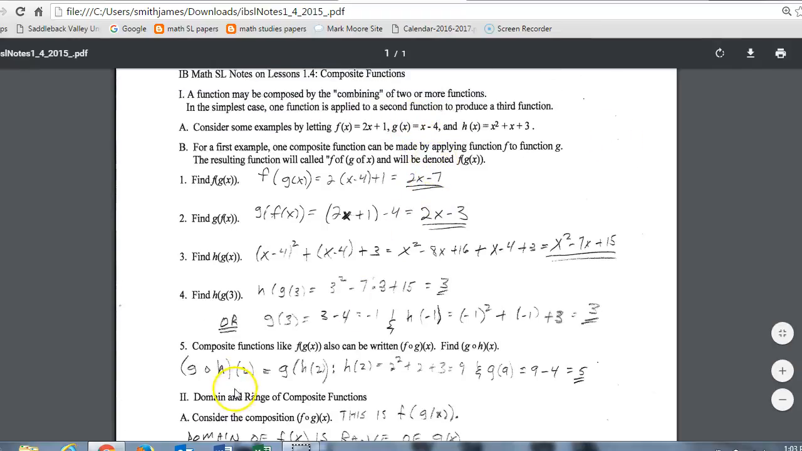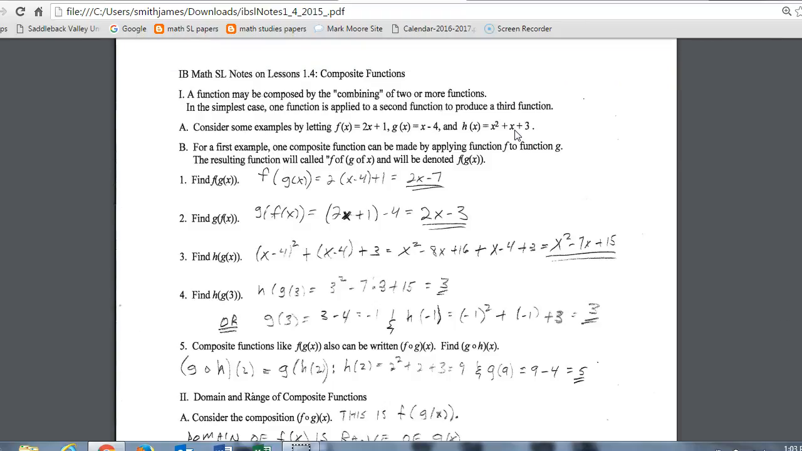So again, we're taking 2, we're plugging 2 into h. So we're plugging 2 in for this x and this x. And then that answer is going to go into the g of x function right here. So when we sub 2 in for h, we came out with a result of 9. And we took 9, plugged that into the g function to get our ending answer.